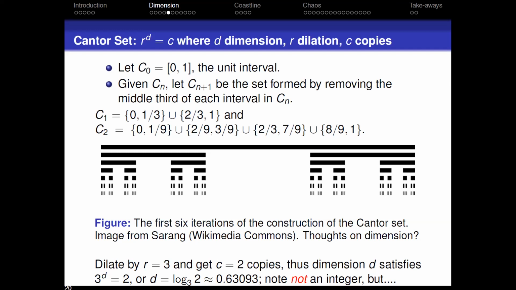So using this as my notion of dimension, I get 3 to the d equals 2. Okay, I can use logarithms. So the log of 2 base 3 is my dimension. And that's about 0.63. So this gives us a first example of a set whose dimension is not an integer. And stuff like this really does come up in the real world.